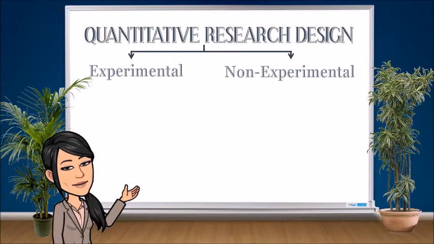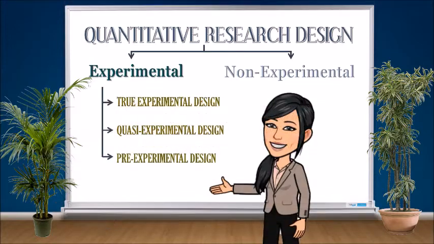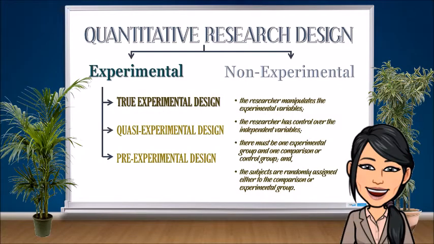If you still remember, there are two broad classifications of quantitative research design: experimental research design and non-experimental research design. Experimental research design is concerned primarily with cause and effect relationships in studies that involve manipulation or control of the independent variables and measurement of the dependent variables. Under experimental research designs, there are three types: true experimental, quasi-experimental, and pre-experimental design.